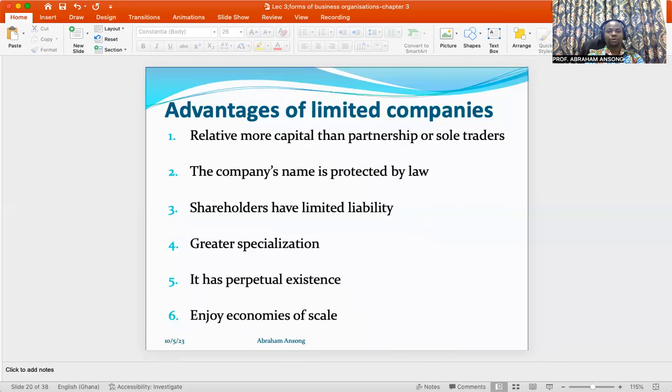It tends to enjoy economies of scale because of the sheer size of companies. They tend to do things in larger volumes and quantities than sole proprietorship. Okay, so when they are buying things, raw materials, they have the capacity to buy in larger quantities. That goes with some advantages, isn't it? Okay, they can enjoy discounts and they are able to even bargain for lower prices because they don't buy in smaller quantities.